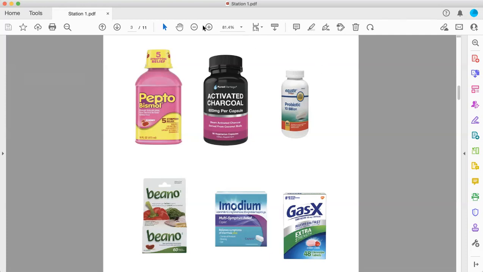Okay, I will recommend Imodium for your diarrhea. You can take 2 capsules right now and then 1 capsule with each bowel movement. This will help you to stop the diarrhea. Okay.